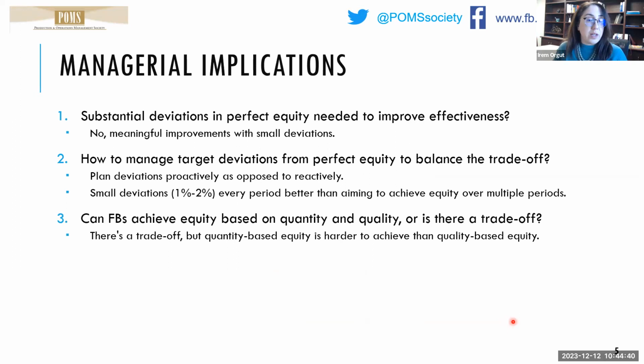Finally, we explored the trade-off between the two types of equity. Traditionally, food banks and Feeding America measure equity in terms of weight, but we proposed an equity measure that also considers the quality in addition to quantity. We find that there is a trade-off between the two, but quantity-based equity is harder to achieve than quality-based equity.